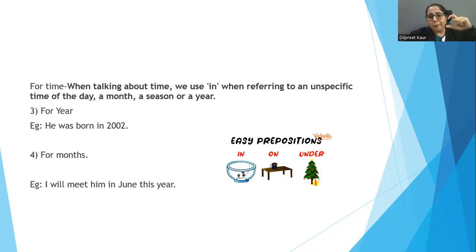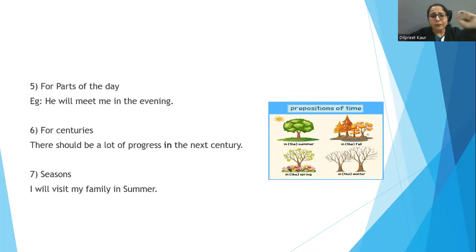तो जब भी आप month के बारे में बात करेंगे या year के बारे में बात करेंगे, हम in का use कर सकते हैं month या year से पहले. Next, in is also used for parts of the day. जैसे he will meet me in the evening. So what time are you meeting, right? So time बताने के लिए कौन से time of the day पे आप मिलेंगे? So it is in the evening, in the morning, in the night.